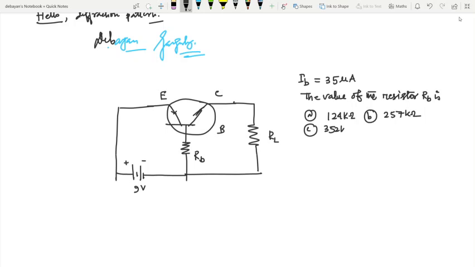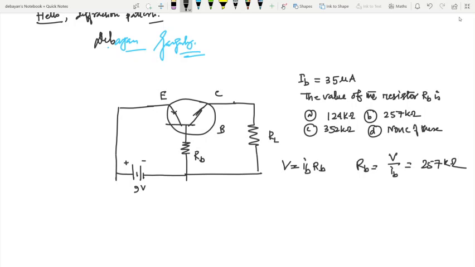কোশ্চেনটা বোঝা যাচ্ছে? ইয়েস স্যার। তাহলে আমায় বলো তো এটা কি করে করবে। স্যার অপশন বি আনসার। অপশন বি অ্যান্সার। কি করে করলে বলো দেখি। স্যার VB equal to IB RB, সেখান থেকে ডাইরেক্ট হয়ে গেল। RB যদি করো, then you will find the value of this. Okay, 257 kilo ohm.